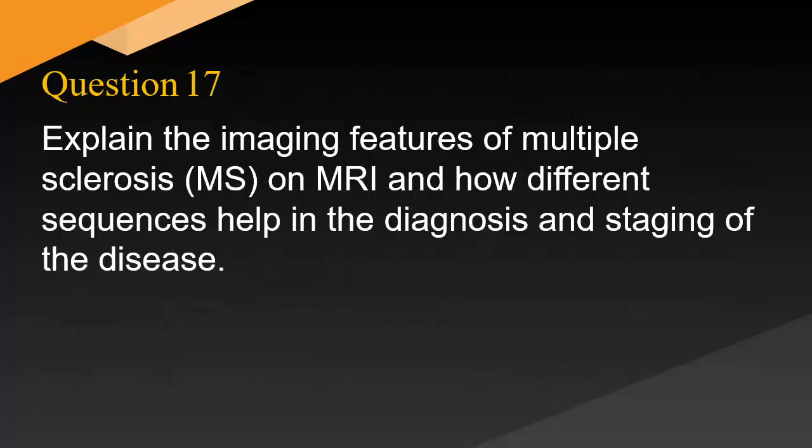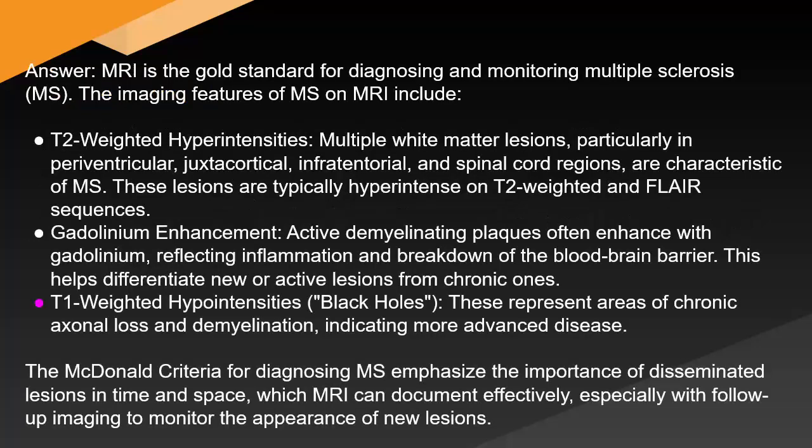Explain the imaging features of multiple sclerosis (MS) on MRI and how different sequences help in the diagnosis and staging of the disease. Answer: MRI is the gold standard for diagnosing and monitoring multiple sclerosis (MS). The imaging features of MS on MRI include T2 hyperintensities. Multiple white matter lesions, particularly in periventricular, juxtacortical, infratentorial, and spinal cord regions, are characteristic of MS.